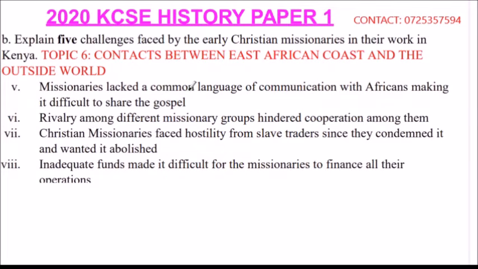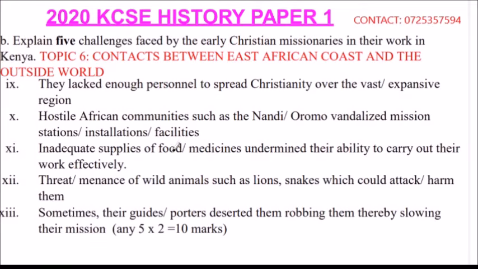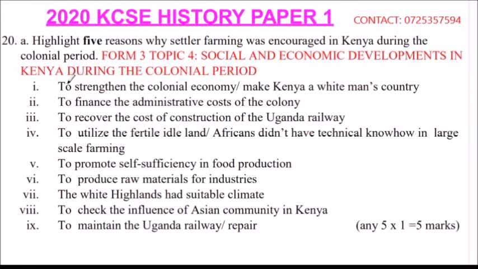Explain 5 challenges. I think we have answered that. Number 20. Highlight 5 reasons why settler farming was encouraged in Kenya during the colonial period. So this is from Form 3 topic known as Social and Economic Development in Kenya during the colonial period. So 5 reasons why settler farming was encouraged in Kenya.